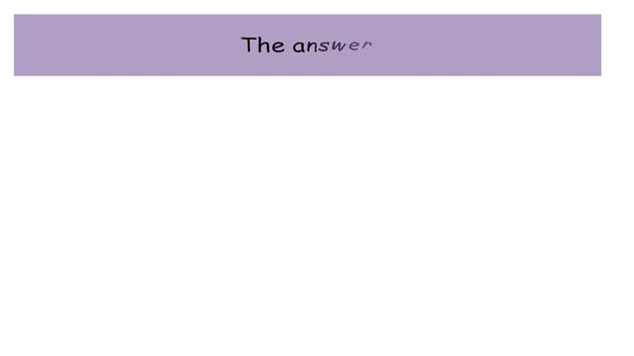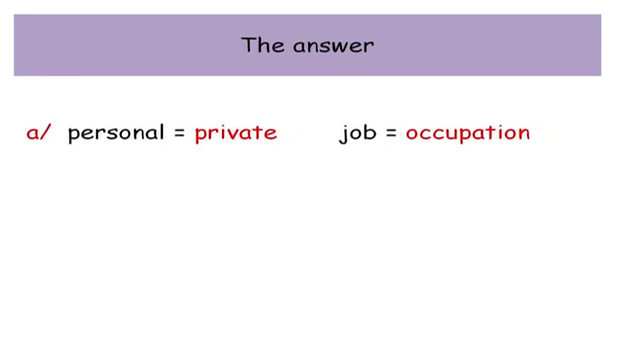The answer. The synonym of personal in the text is private, and it is in the first paragraph. Private, something personal, something private, something that concerns one person. Then we have the word job. In the text we don't have the word job, we have the word occupation. So if you say my job is, or you say my occupation is, it's the same.